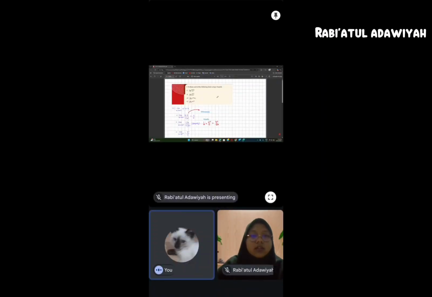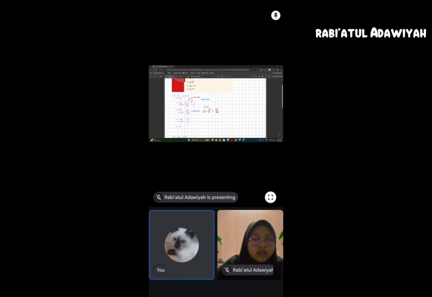Our question number 4. Evaluate each of the following limits using L'Hopital's rule. For question 3, Roman, the limit as x approaches 0 from the right of x squared ln x. We rewrite it to use L'Hopital's rule. So the limit as x approaches 0 from the right of ln x over 1 over x to the power of 2.